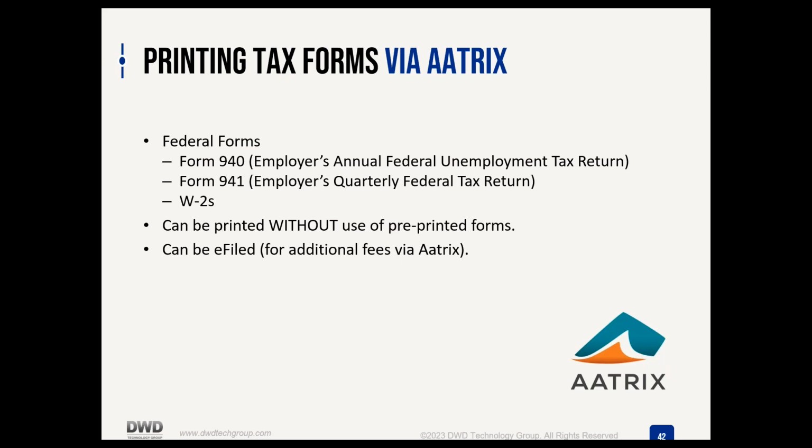Some other things that we look at here, we've got the federal forms. What are the things that we can print out of Atrix? Well, there's a whole slew of federal forms. The 940, which is the annual federal unemployment tax return, the form 941, which is the quarterly federal tax return, and the W-2s. Now, unlike the 1099s, we can print the governmental copies on plain paper. We don't have to do the pre-printed forms. So if you are choosing to paper file for your organization, you don't have to go out and buy forms.